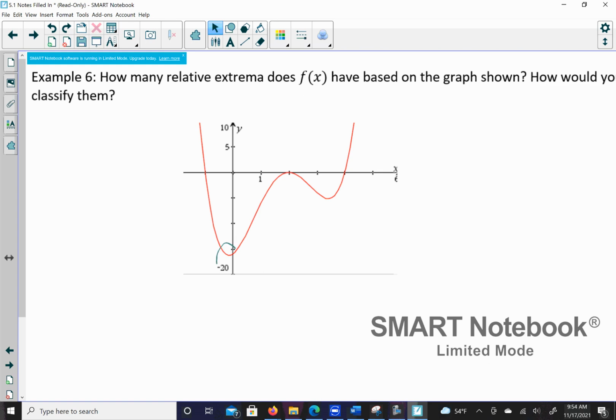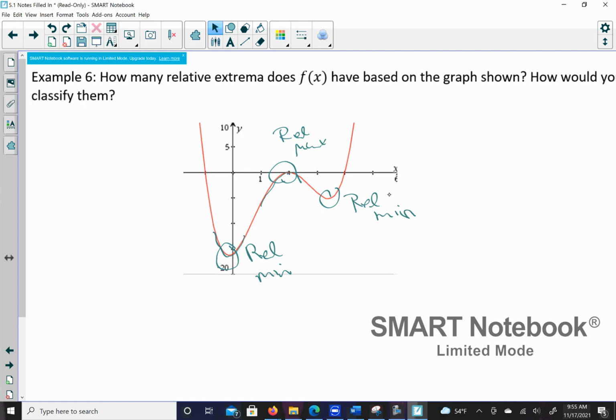So this here would be a relative min. And I'm going to say it's a relative min because in this area, I'm going down, down, down. I hit a low point and then I start going back up. So that makes the relative min. This point right here would be a relative max. Again, different reason because I'm going up, up, up, hit it like a peak, and then I start going back down. Here is a relative min.